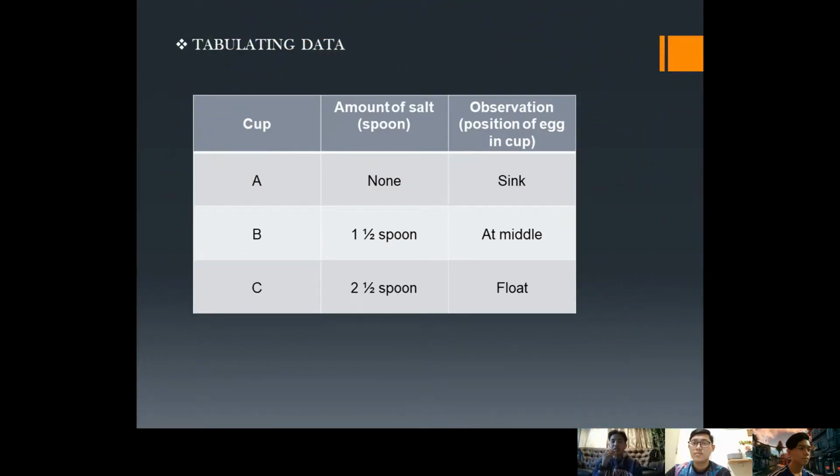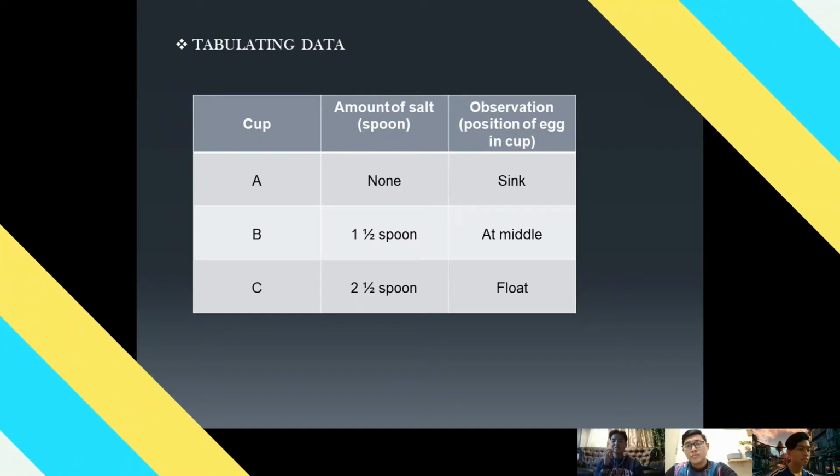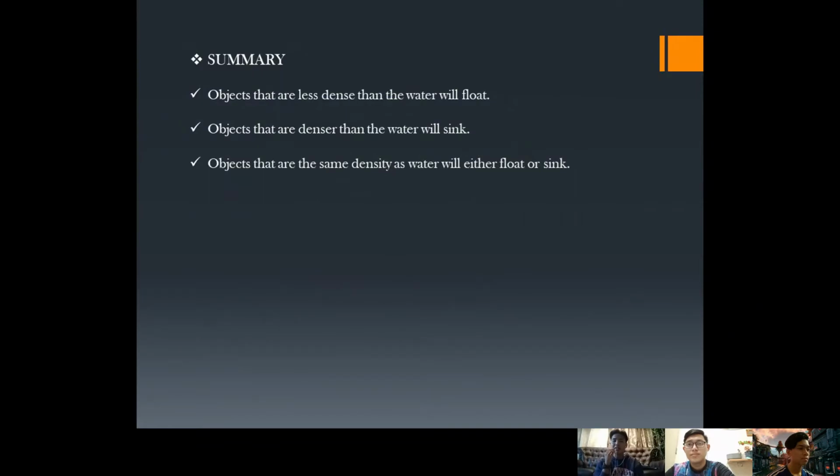Okay, tabulating data. Cup A, amount of salt: none. Observation, position of egg in cup: sink. Cup B, 1.5 spoons. Observation: at the middle. And cup C, amount of salt, 2.5 spoons. Observation: float.